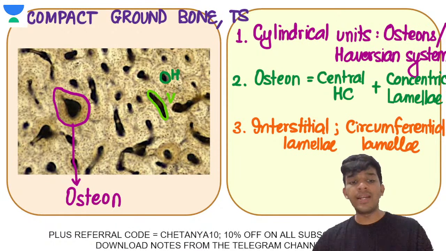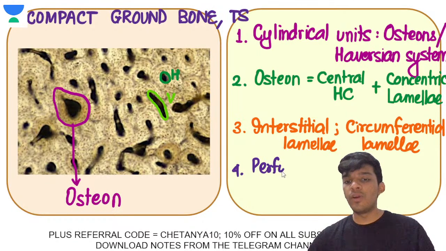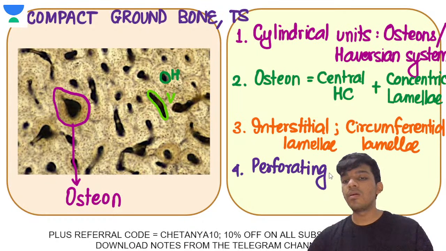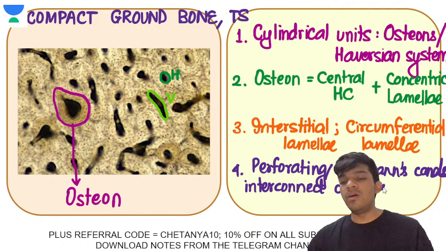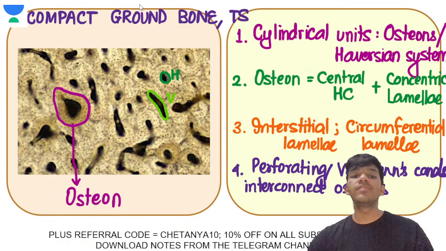Then you have perforating canals or Volkmann canals, which are transverse canals connecting the periosteal surfaces of two osteons. They connect two osteons, right? So please write: perforating or Volkmann's canals interconnect osteons. That is another feature for identifying. You can be asked one more feature, that is the presence of osteocytes within lacuna that you might or might not be able to see.